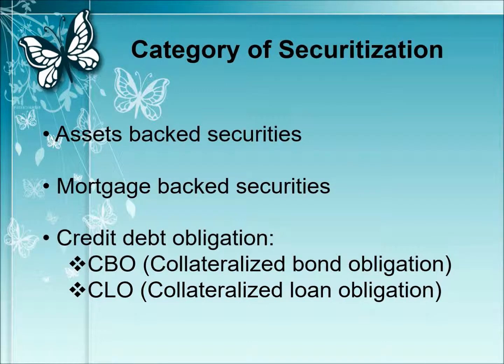Collateralized debt obligations. There are two kinds of collateralized debt obligations. CBO, collateralized bond obligations, those backed by corporate bonds. CLO, collateralized loan obligations, those backed by leveraged home loans.